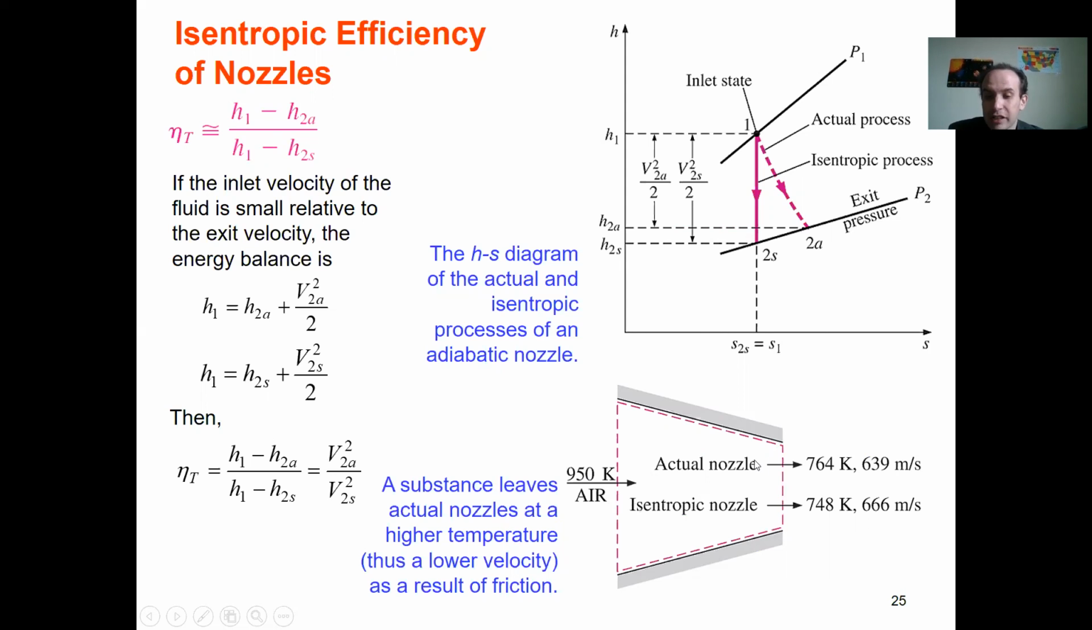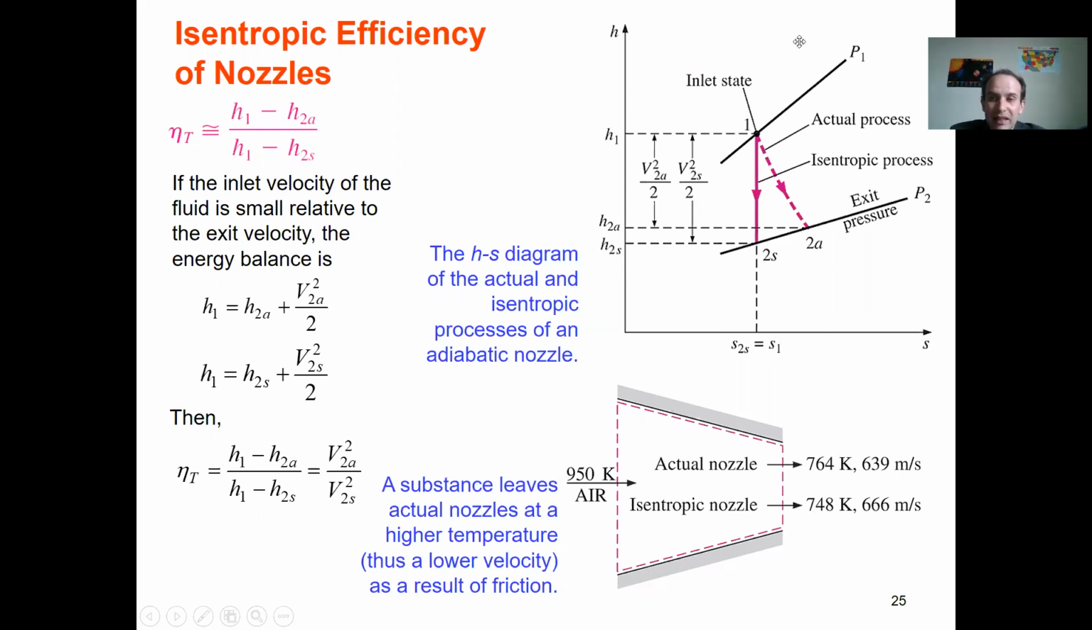In your actual device, you will go from state 1 to state 2 here. So in fact, you will have the following kinetic energy. In your actual device, your temperature drops to, let's say, 764 Kelvin, and the velocity generated by the flow will be 640 meters per second, 639, right? In an ideal isentropic device, what would happen? Your temperature would drop more, to 748 Kelvin, and your speed will be higher. What you may see here is that your isentropic device would work better than your actual device.